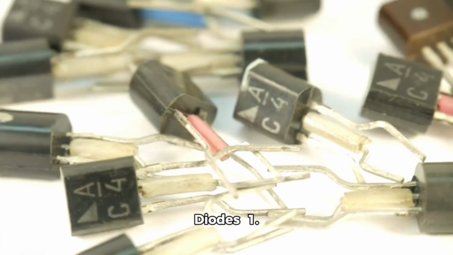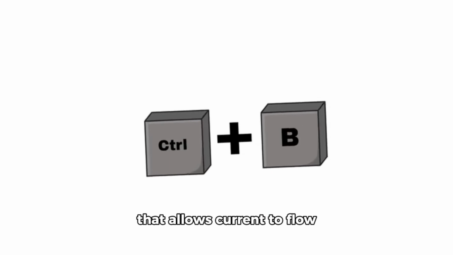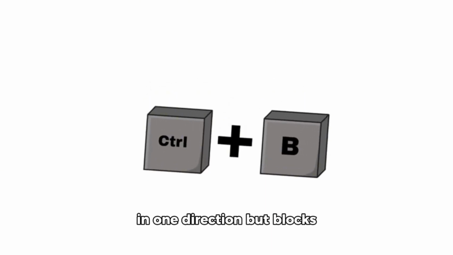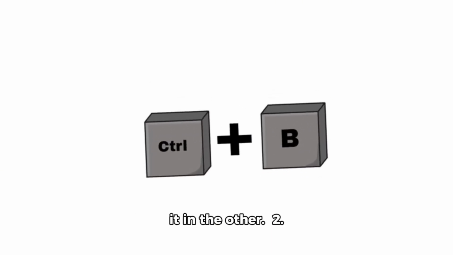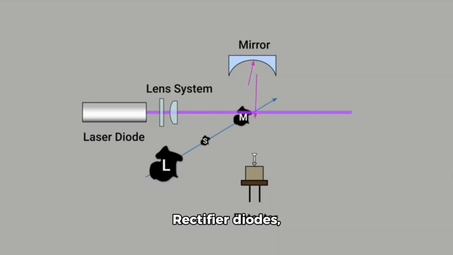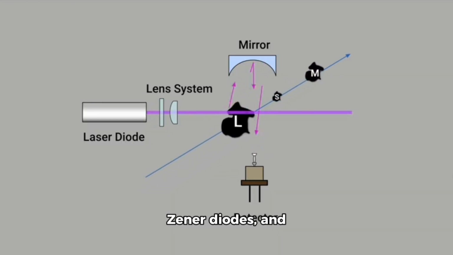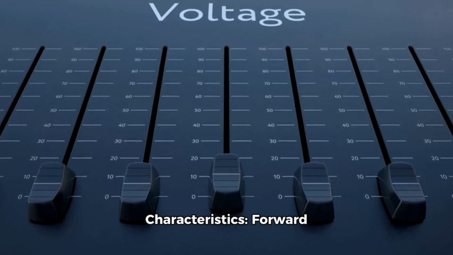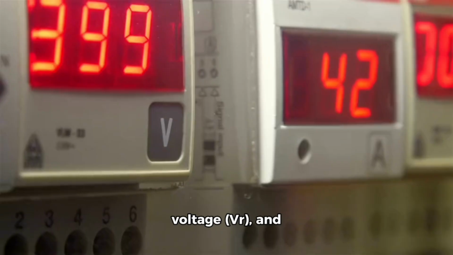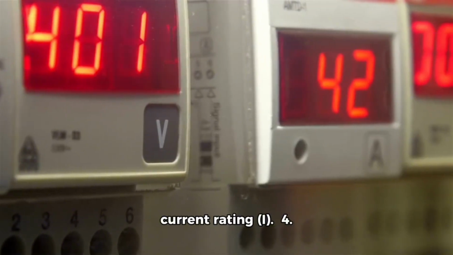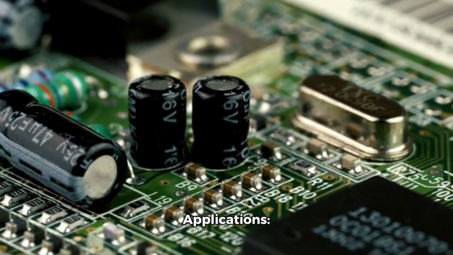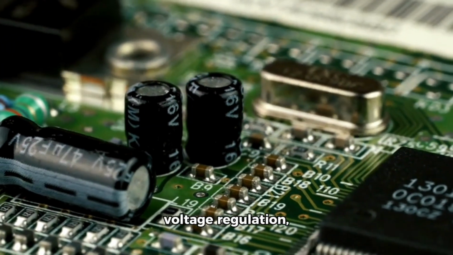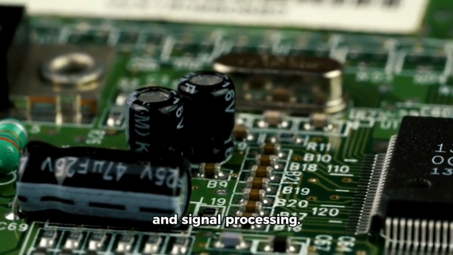Diodes. 1. Definition: a component that allows current to flow in one direction but blocks it in the other. 2. Types: rectifier diodes, Zener diodes, and light-emitting diodes (LEDs). 3. Characteristics: forward voltage (VF), reverse voltage (VR), and current rating (I). 4. Applications: rectification, voltage regulation, and signal processing.